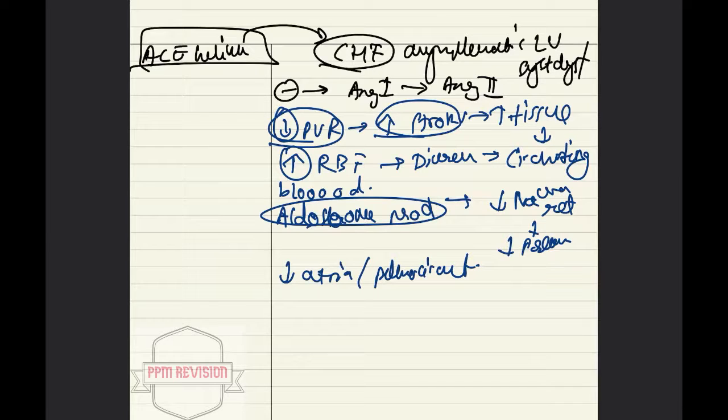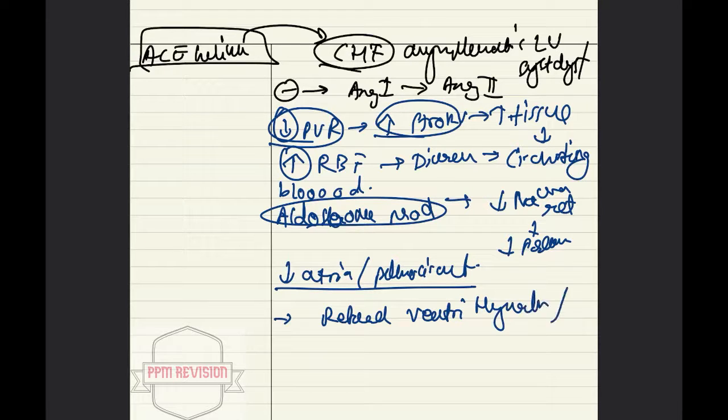Next, we will be looking at another point, that is it retards the ventricular hypertrophy and remodeling by decreasing the angiotensin 2 and the aldosterone levels.